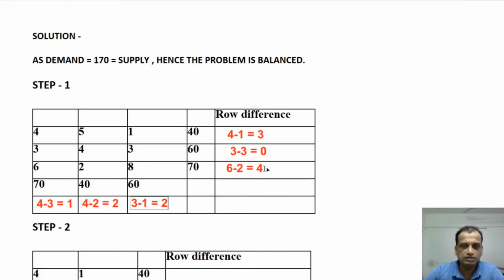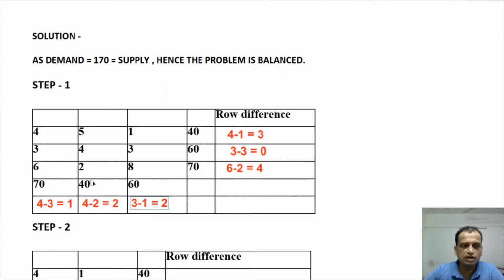We call it penalties. So if you see here, which is the maximum penalty? The maximum penalty out of rows and column differences is 4 here. So we will look into this row, where the penalty is maximum, which is 4. In this row, what is the minimum cost? The minimum cost is 2. So we'll try to allocate maximum units here.